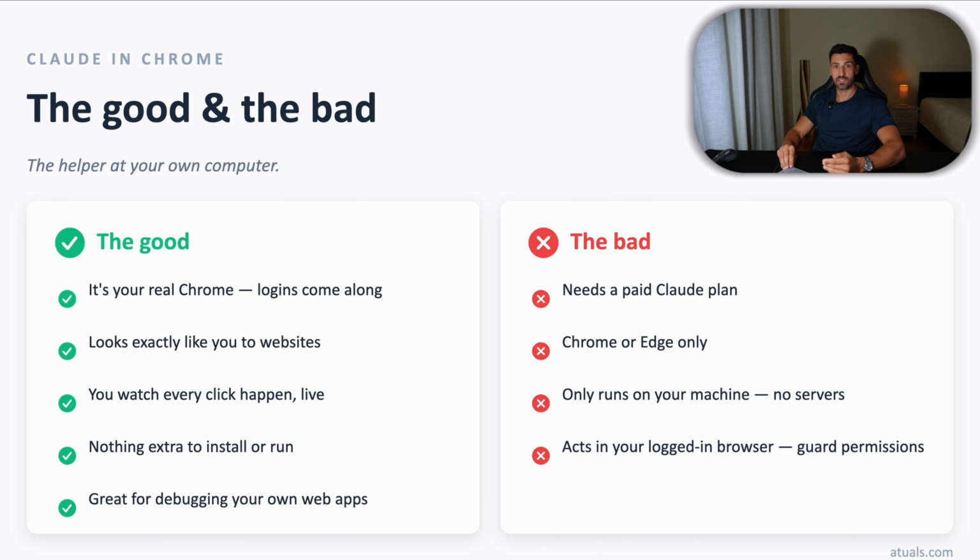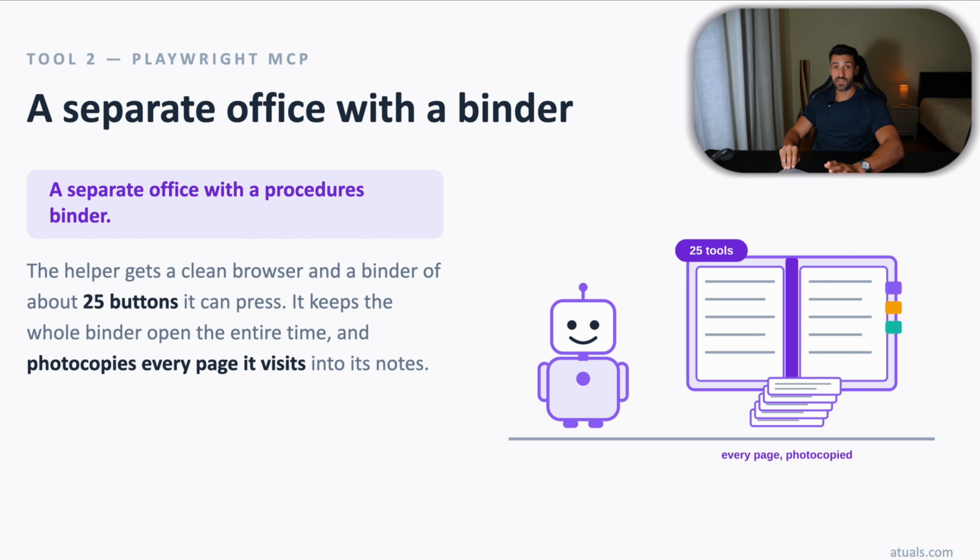The downside is that you need a paid Claude plan. It doesn't work on the free version. There's not too much support for other browsers, only Chrome and Edge at the moment. It only runs on your machine. So if you need to add this to a CI or CD pipeline in any server, it will be a problem. And the last bad point is that it actually acts in your logged in browser, so you have to guard permissions. Then we have the second option, Playwright MCP.